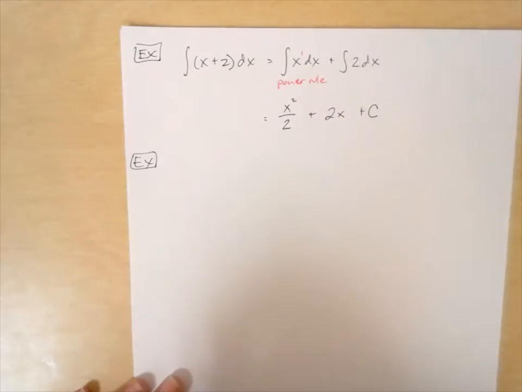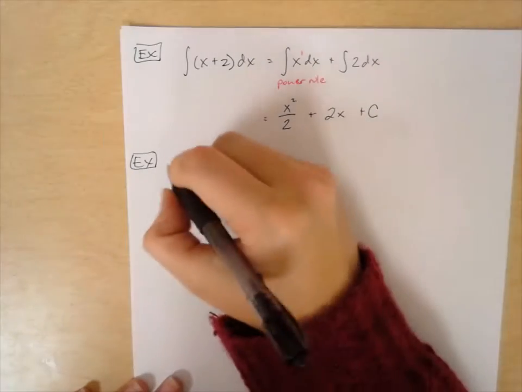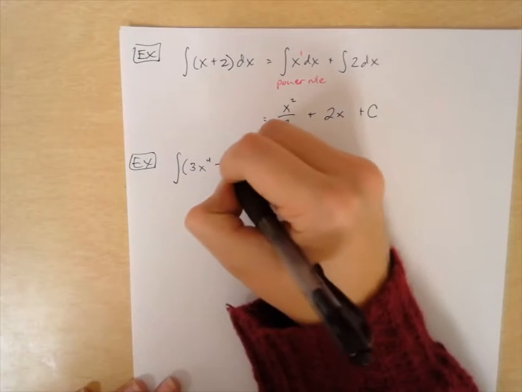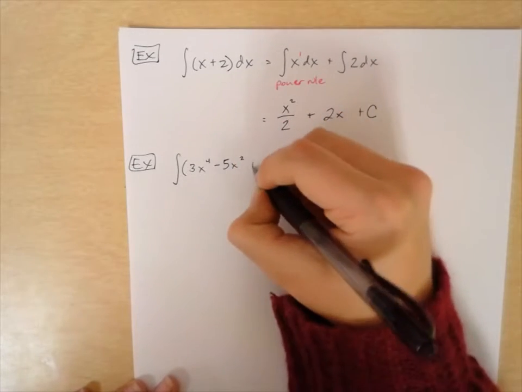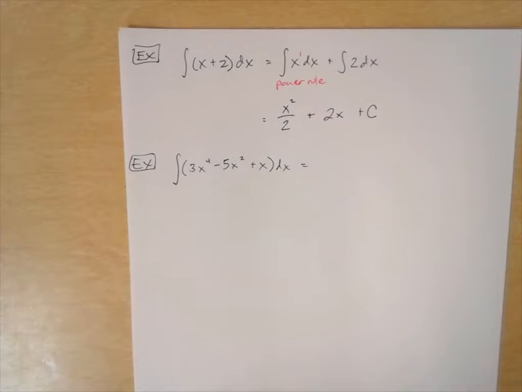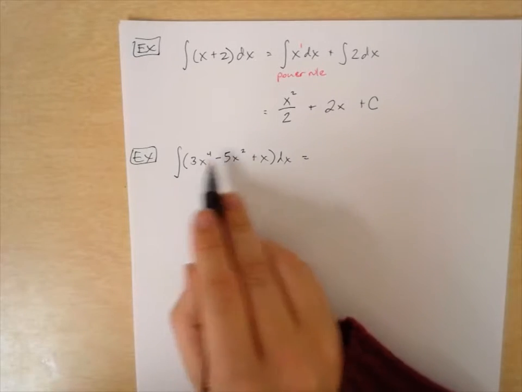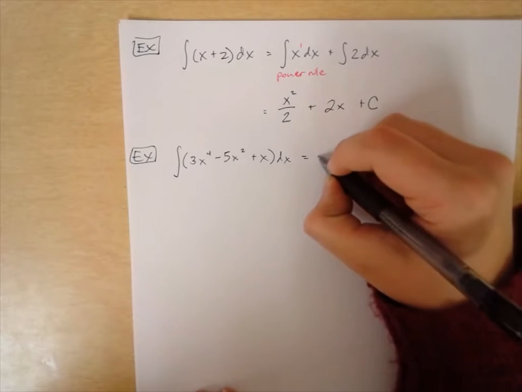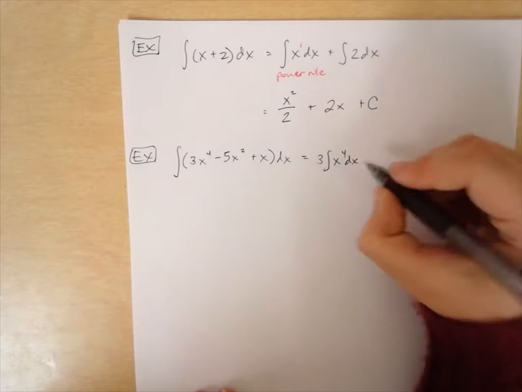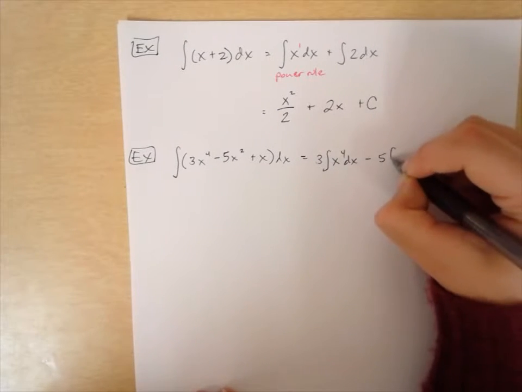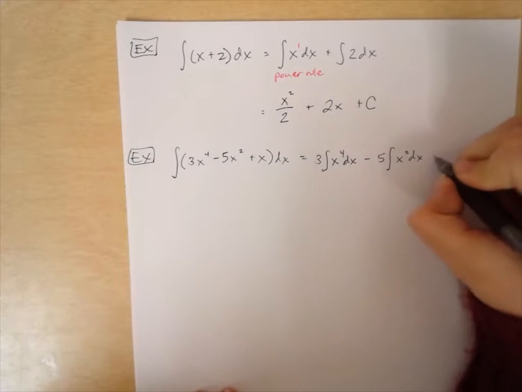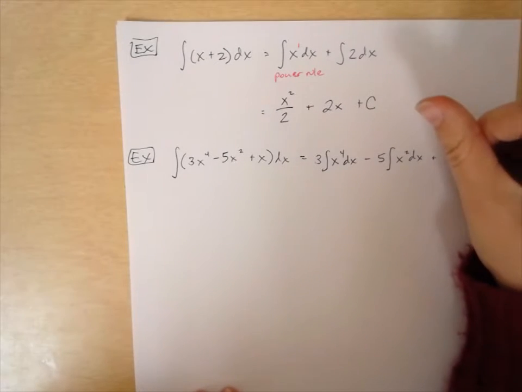Okay, let's do another one. Ooh, this one's more fun. So let's say we were taking the integral of 3x to the 4th minus 5x squared plus x. Well, what we can do is first simplify, right? I have a constant and I have a constant, so let's put those out front. Let's say 3 and the antiderivative of x to the 4th minus 5 times the antiderivative of x squared. And then plus the antiderivative of x.